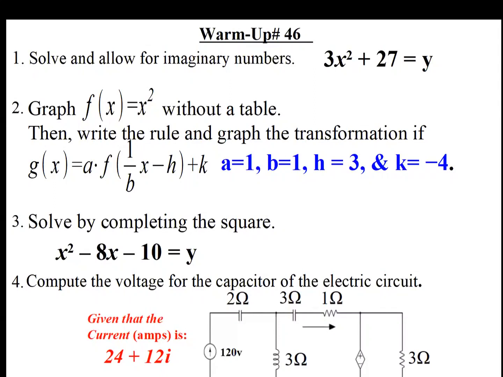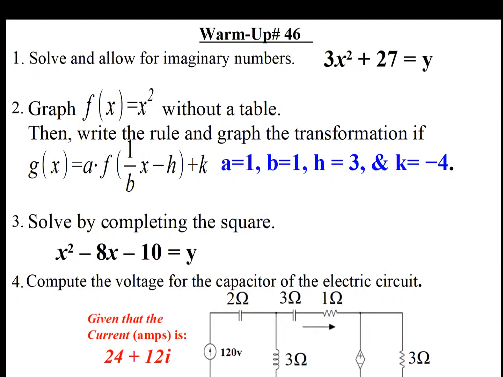Number two, it says graph f of x equals x squared without a table. Then write the rule and graph the transformation if g of x equals a times f of parentheses 1 over b x minus h close parentheses plus k. Parameters given are a equals 1, b equals 1, h equals 3, and k equals -4.